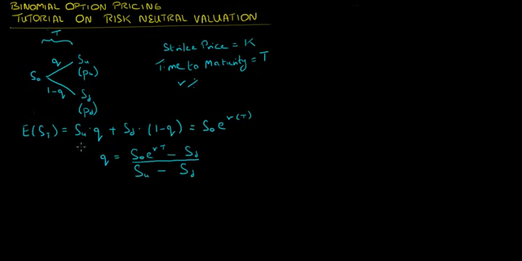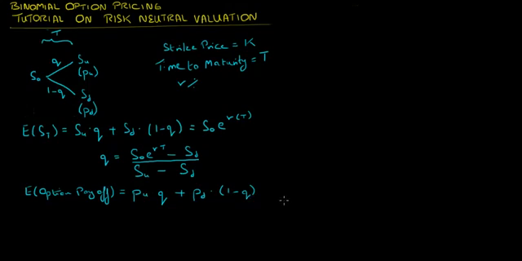Now that we have calculated Q, the risk-neutral probability of stock price going up, the expected future payoff of this option is as follows. So the expected option payoff equals the payoff of the option in up state times the probability that up state would occur plus the payoff of the option in down state times the probability that down state would occur.